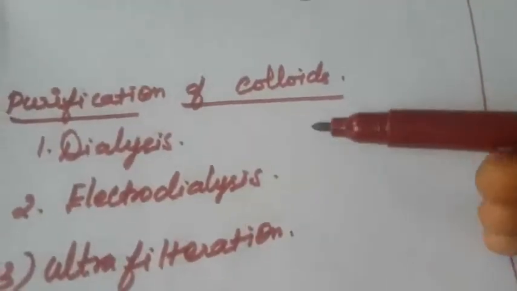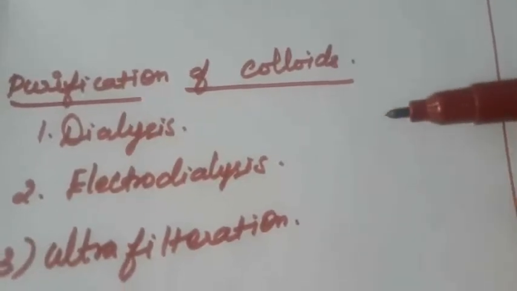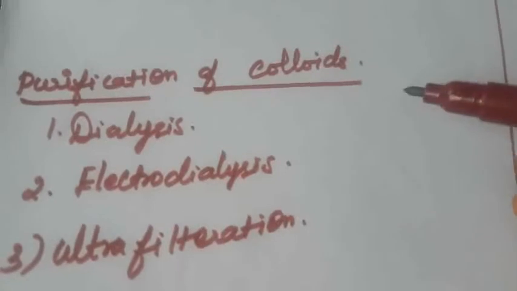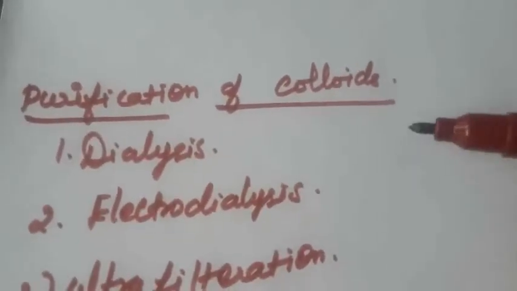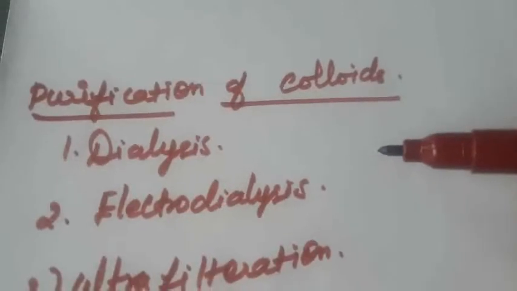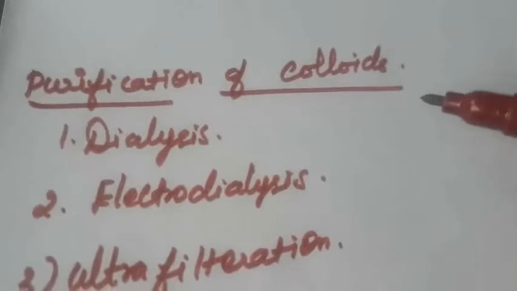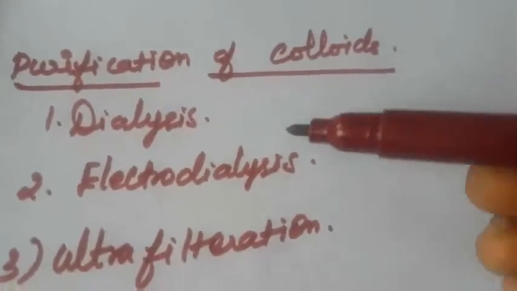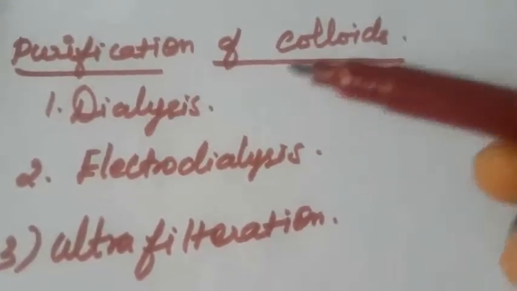Why do we need to purify the colloid? If the impurities are not removed, the colloid will be destabilized and precipitate, leading to coagulation. The impurities, mainly electrolytes, should be removed to increase the stability of the colloid. Purification of the colloidal solution can be done by three methods: dialysis, electrodialysis and ultrafiltration. What is meant by dialysis?